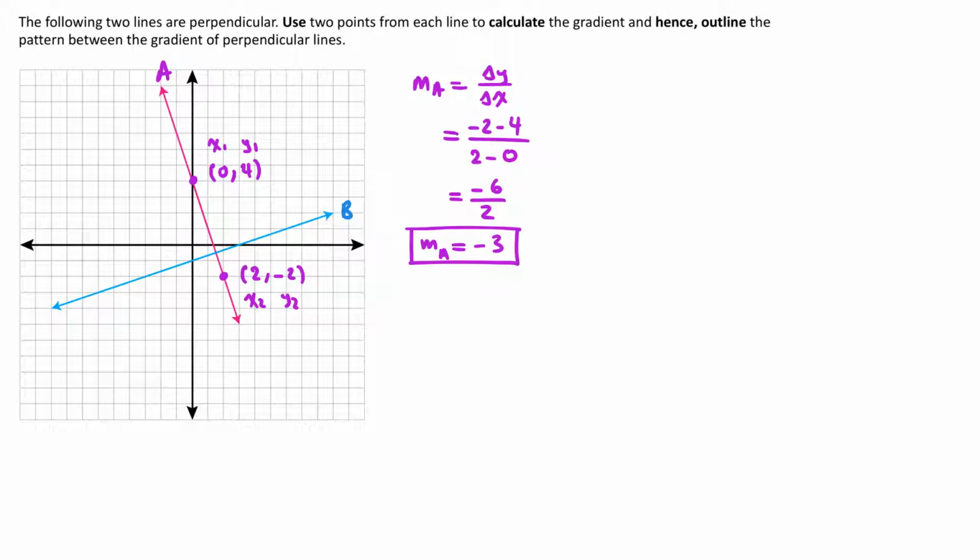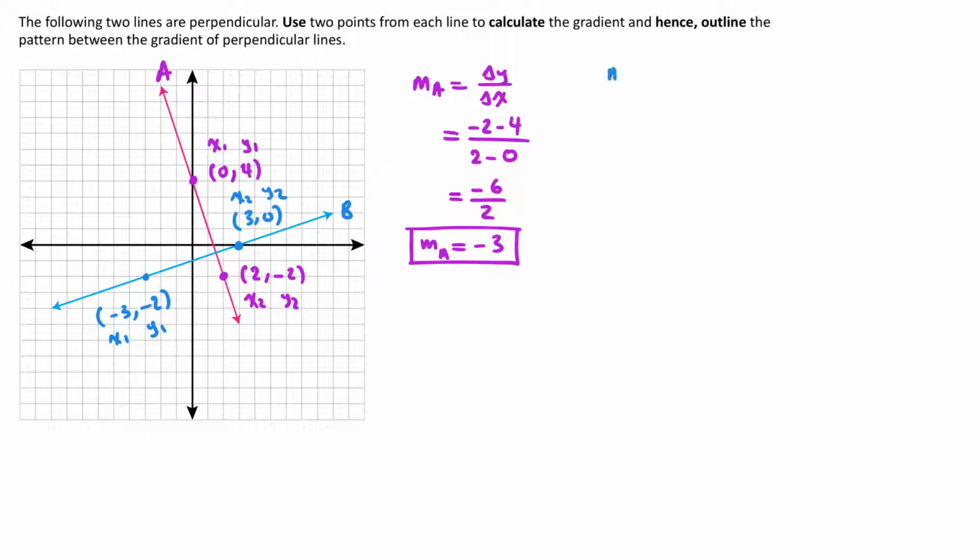For the blue line, I am going to choose 2 points. Let's choose this one over here, which is 3, 0. And let's choose this point over here, which is -3, -2. I will label this as x1, y1, and x2, y2.